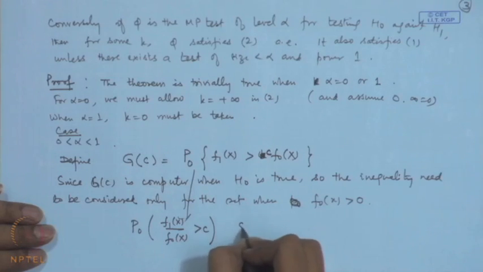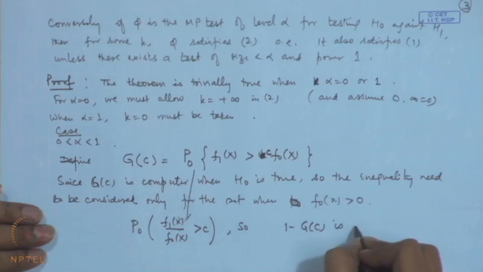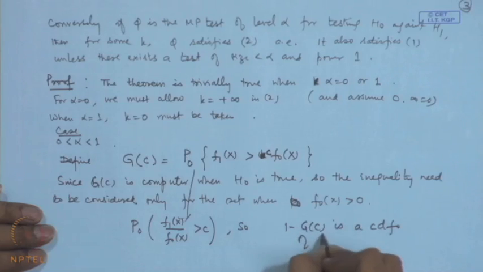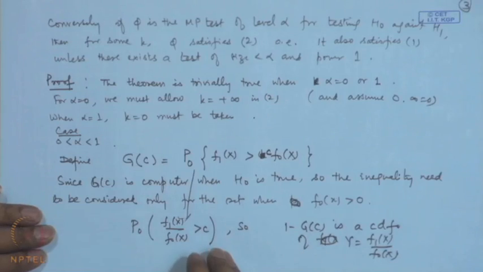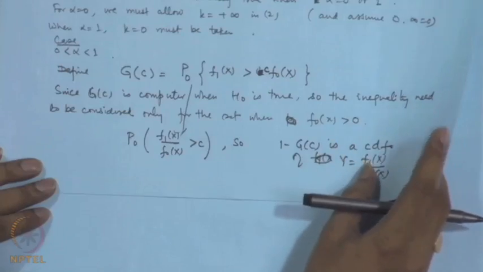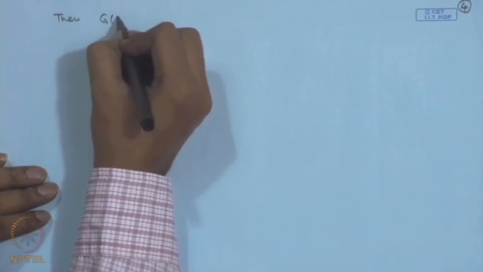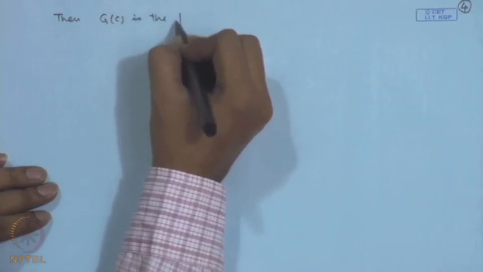So, 1 minus g c is a CDF of, let me call it random variable Y, equal to f 1 x by f naught x. Now, if it is a CDF, it will have certain properties, then g c has the following properties.